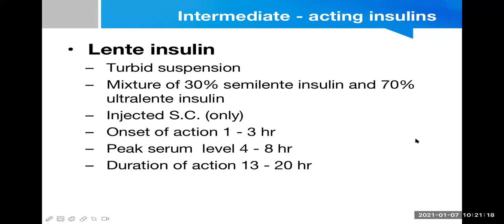Now, another example of intermediate acting insulin is called Lenti insulin. This Lenti is a mixture of 30% semi-Lenti and 70% ultra-Lenti solution. So semi-Lenti and ultra-Lenti, if you mix together, it will become Lenti solution. So this is a turbid type of suspension. It is not clear. It is also injected subcutaneously. The onset of action is 1 to 3 hour, peak serum level 48 hour, and duration of action is 13 to 20 hour. It is even longer than the NPH.